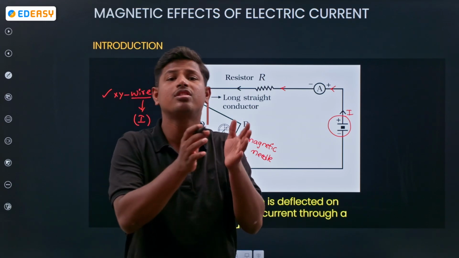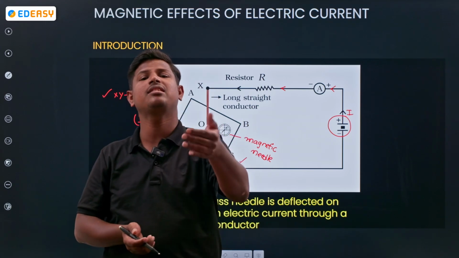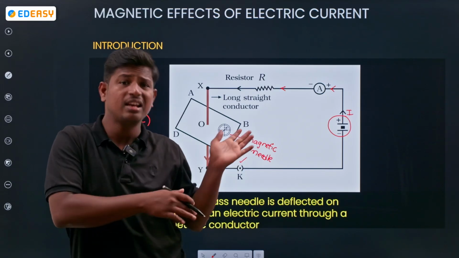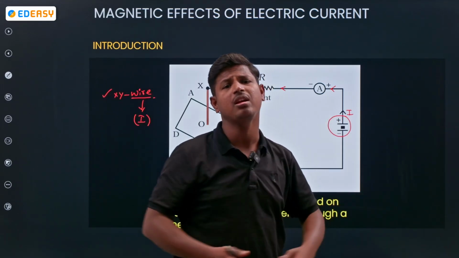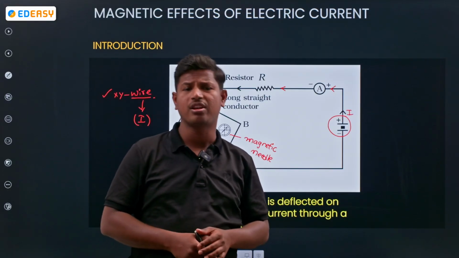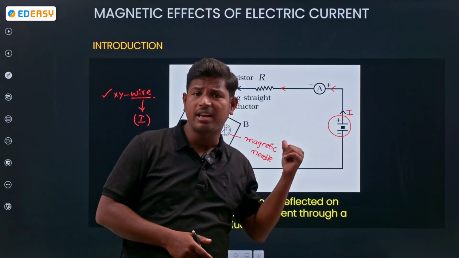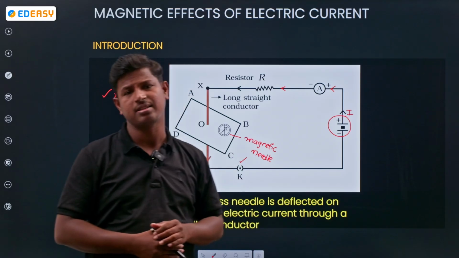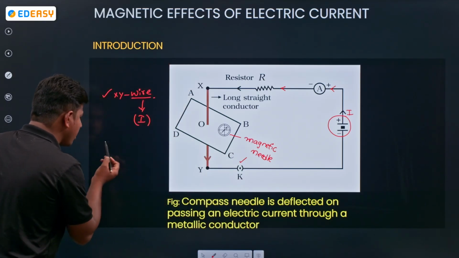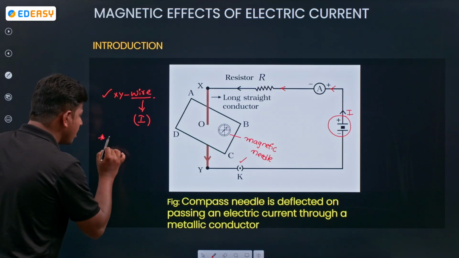Then Oersted said there is a relation between electricity and magnetism. Before that, they treated electricity as one topic and magnetism as another topic. In Oersted's experiment, they found a relation between electricity and magnetism. What relation is there? Remember the point.